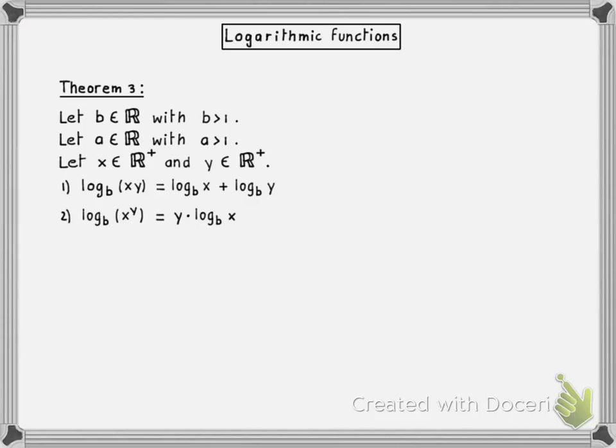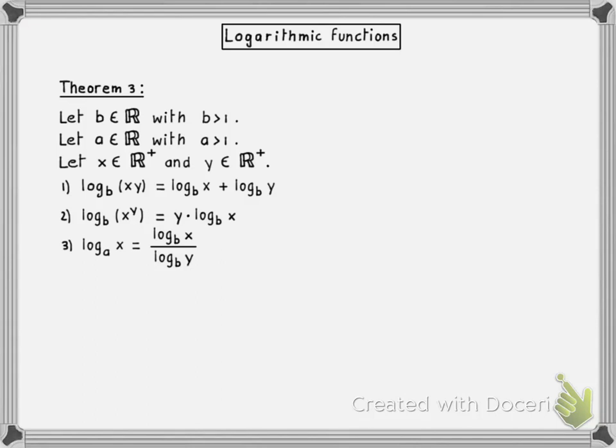Now that basically follows from the first statement, because x to the power y is nothing but x times x times x, y times. So it's a product which gets converted to an addition. So if you have the product of x, y times, you're going to get log base b of x plus log base b of x plus dot dot dot, y times. In other words, you're going to have y times log base b of x.